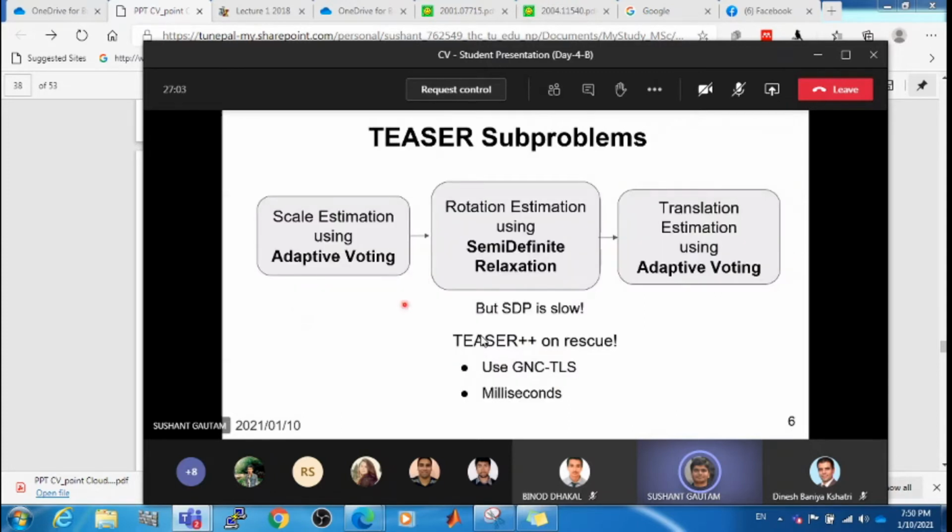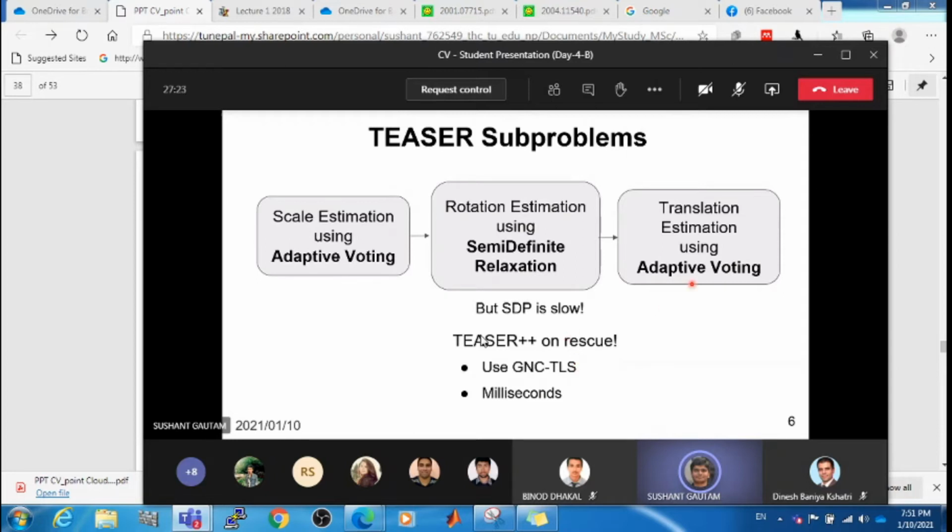This is a very summarized pipeline showing the TEASER algorithm. So basically, we first estimate the scale using adaptive voting, and then we estimate rotation using semidefinite relaxation, which is very complex and slow in practice. We will also introduce another blazingly fast way to estimate rotation in milliseconds using GNC-TLS, which the authors have called TEASER++.